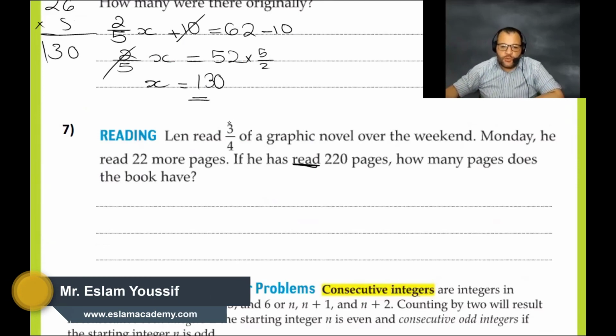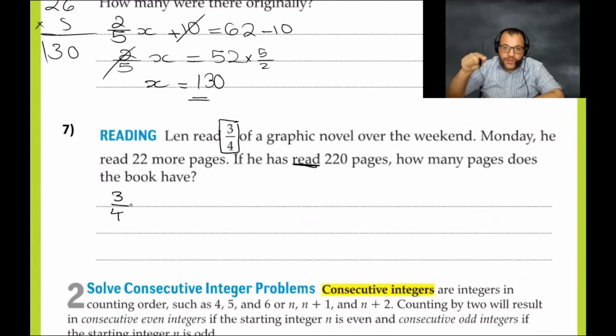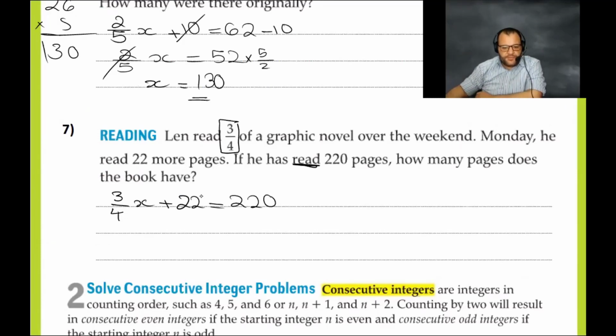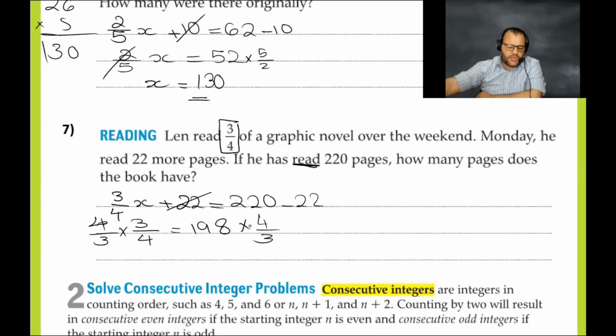Because now he read 3/4, so 3 over 4x. I'm not using 1 over 4 in this question because I'm talking about the total number of pages that he read. So 3 over 4 x plus 22, because he read 3 over 4, then he added 22 more, equals 220. Then subtracting 22 from 220 gives 198. Multiplying by 4 over 3. You can use a calculator for this one.